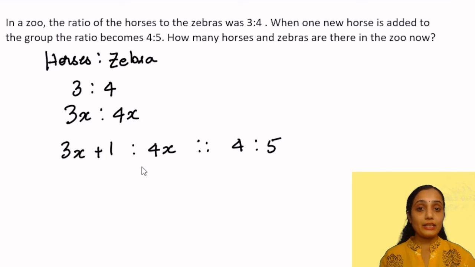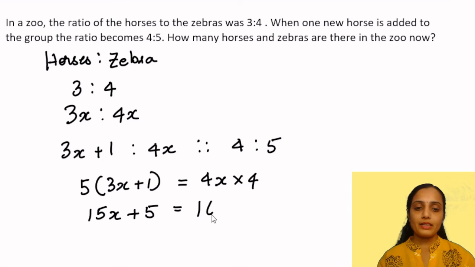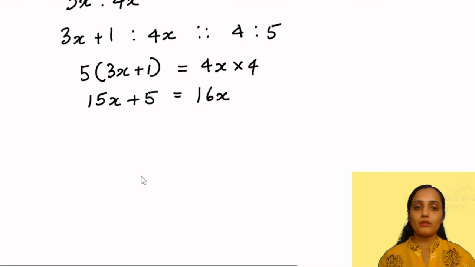Now we can say that if I get the value of x, I will be able to find the number of horses that were there initially. So we have 5 into 3x plus 1. I have to multiply the entire term, is equal to 4x into 4. Now using the distributive property, we will expand this and write 15x plus 5 is equal to 16x. Now we have an equation, we can solve for the value.